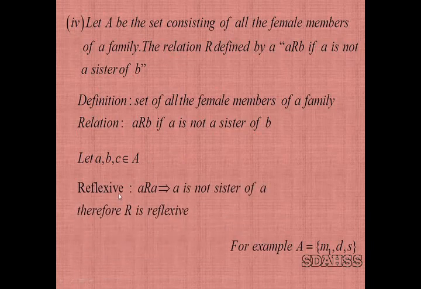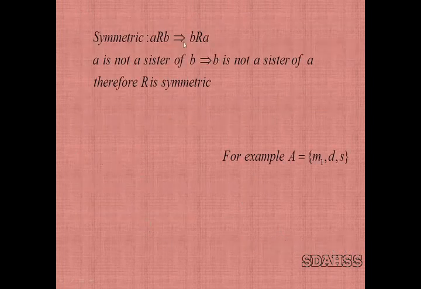Reflexive means A is related to A. A is related to A means A is not a sister of A. See, for example, M1 is not a sister of M1. Daughter is not a sister of daughter. Sister is not a sister of sister. So it is reflexive.